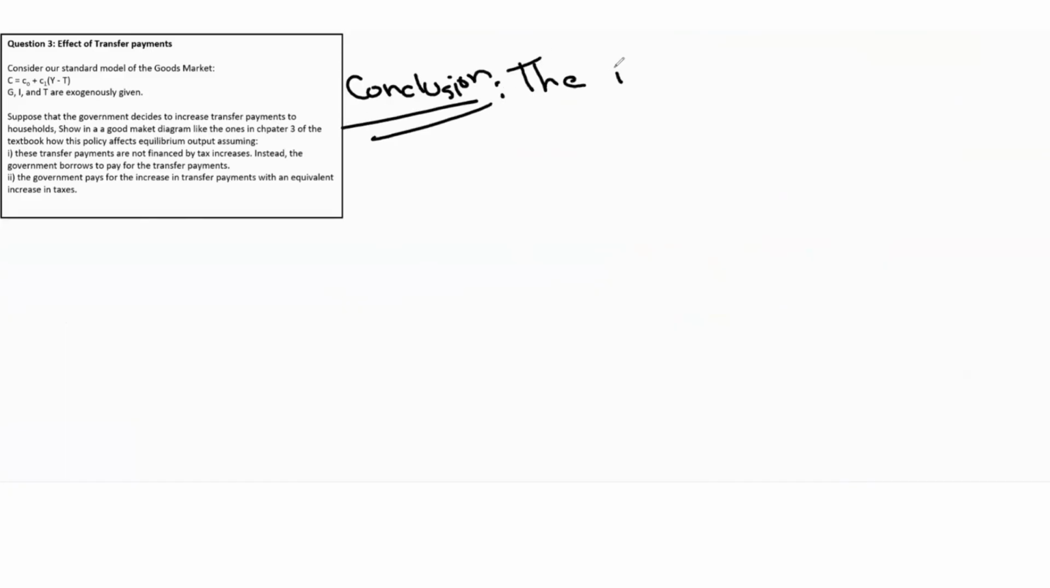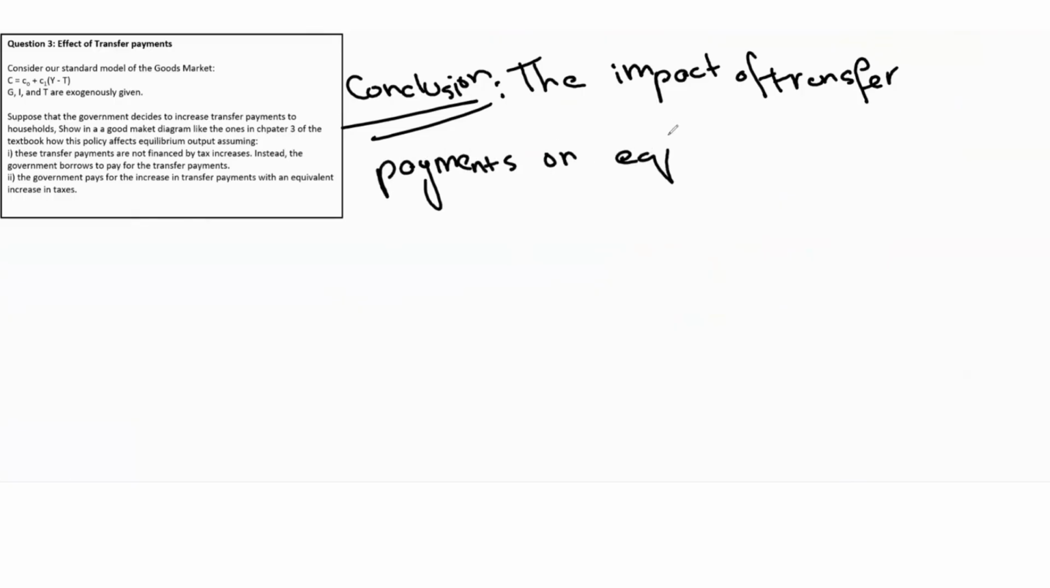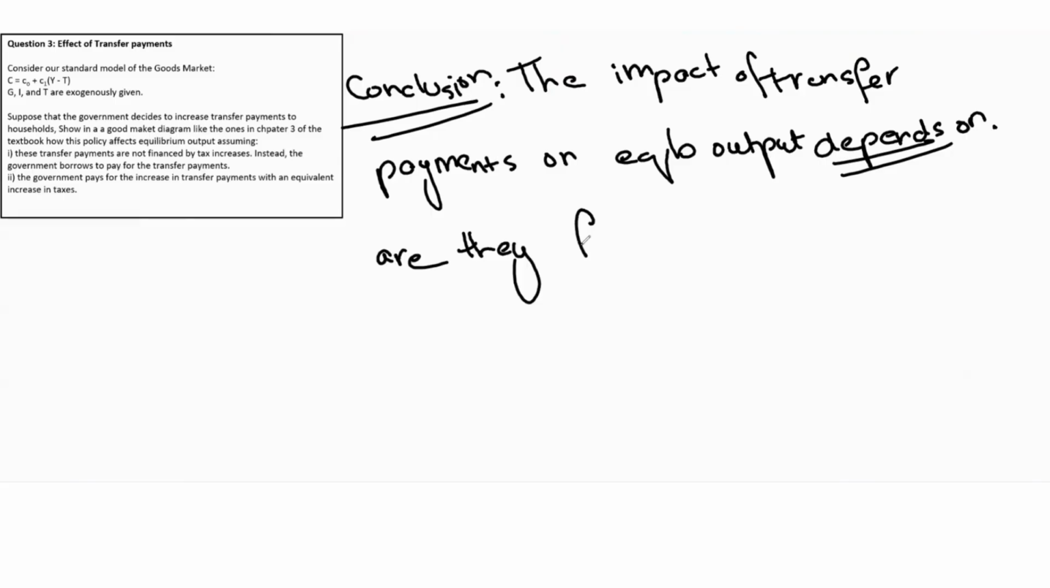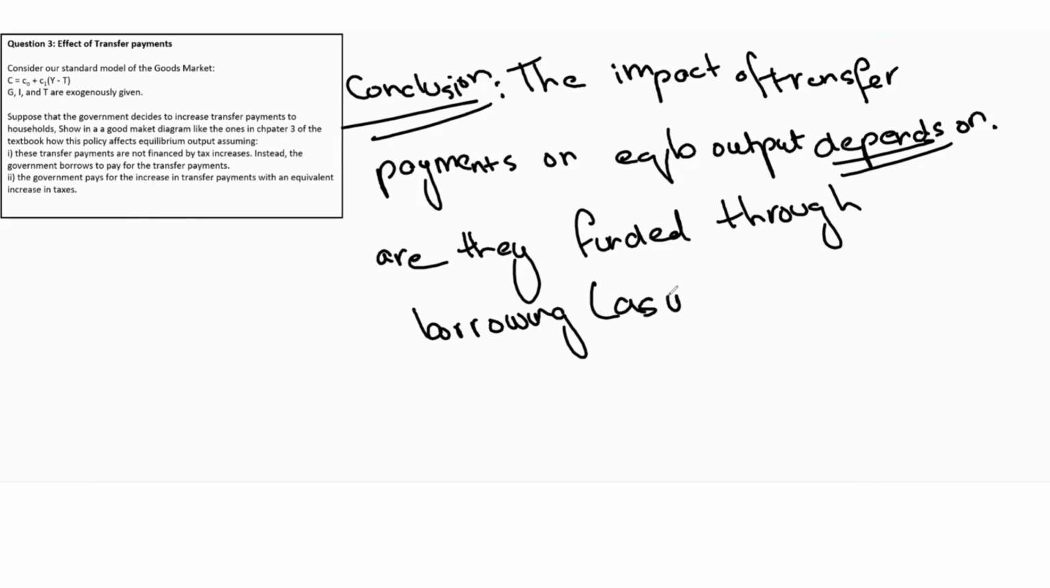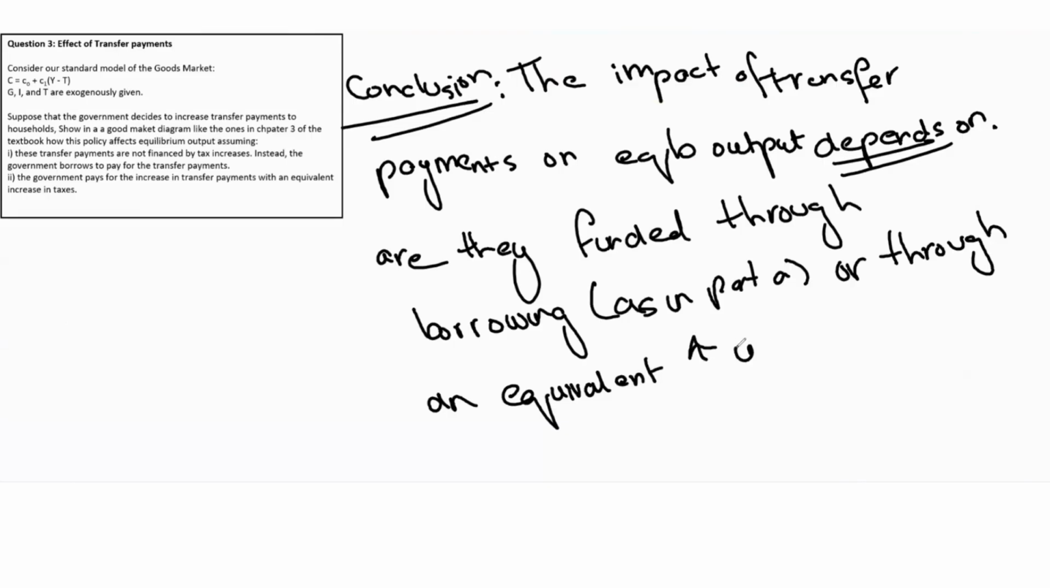The impact of transfer payments on equilibrium output depends on whether they are funded through borrowing, as in part A, in which case they will increase equilibrium output, or through an equivalent increase in taxes, as in part B, in which case we did not see any effect on equilibrium output. So it depends.